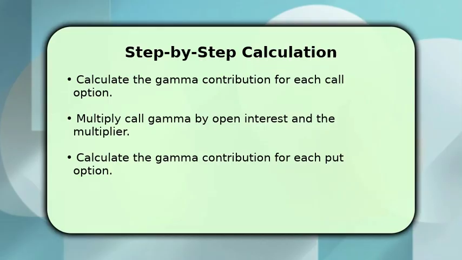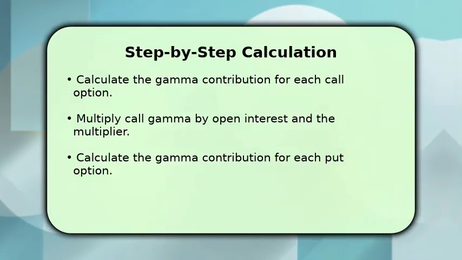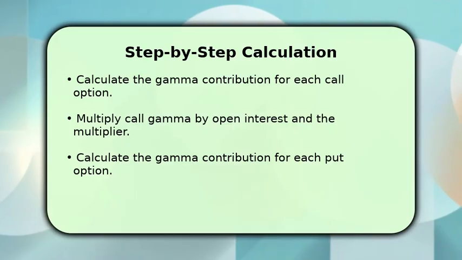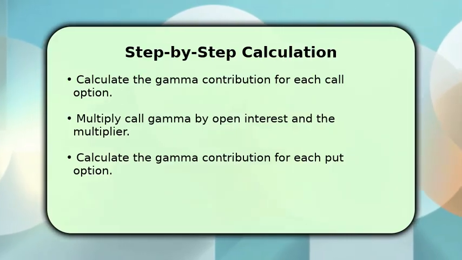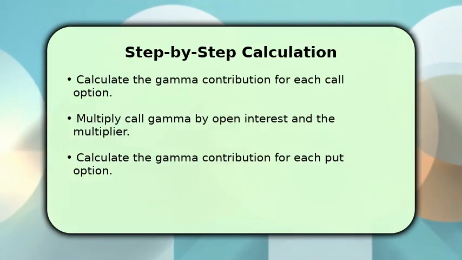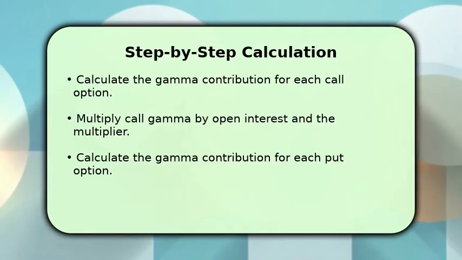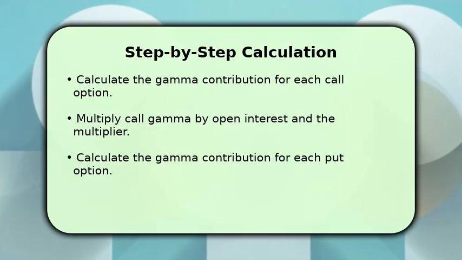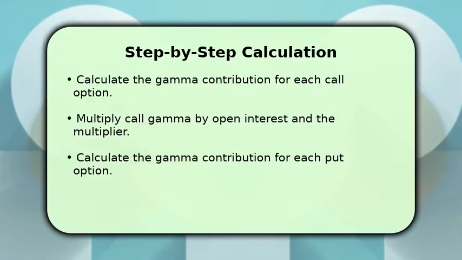For call options, multiply the option's gamma by its open interest, and then by the contract multiplier, usually 100. For put options, you'll do the same. Multiply the put's gamma by its open interest and the multiplier. However, remember that market makers are typically short puts, so their hedging behavior from puts often has an inverse effect on price stability compared to calls.